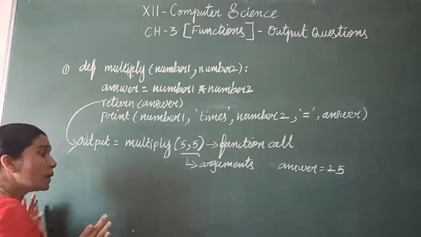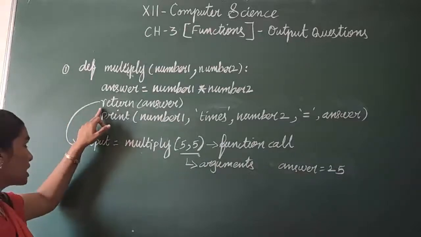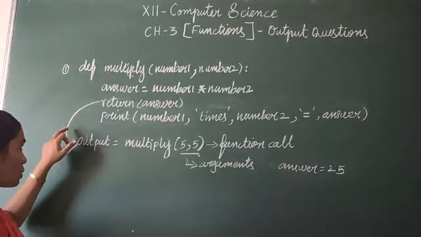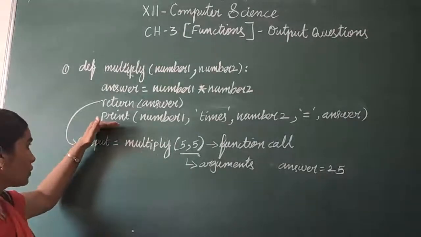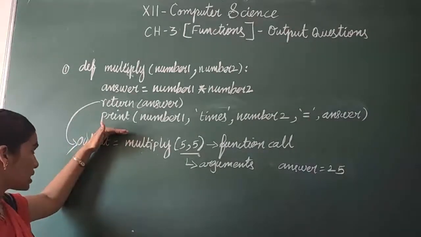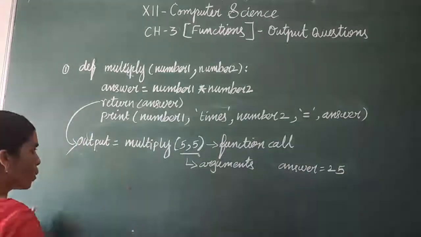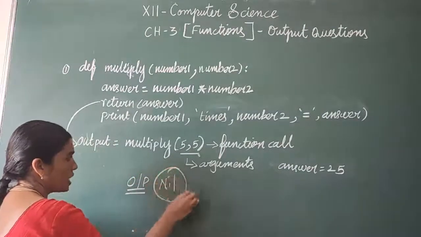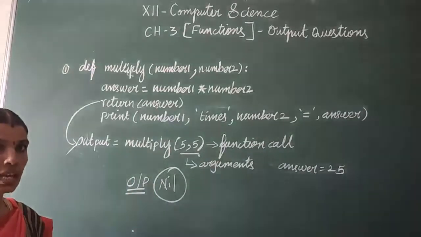Okay, what happened to print? That print statement is not executed, because when the control reaches the return statement, immediately the control will move to this function call, which is outside the function. So whatever we have given after the return statement will be skipped. So here we did not get any output.